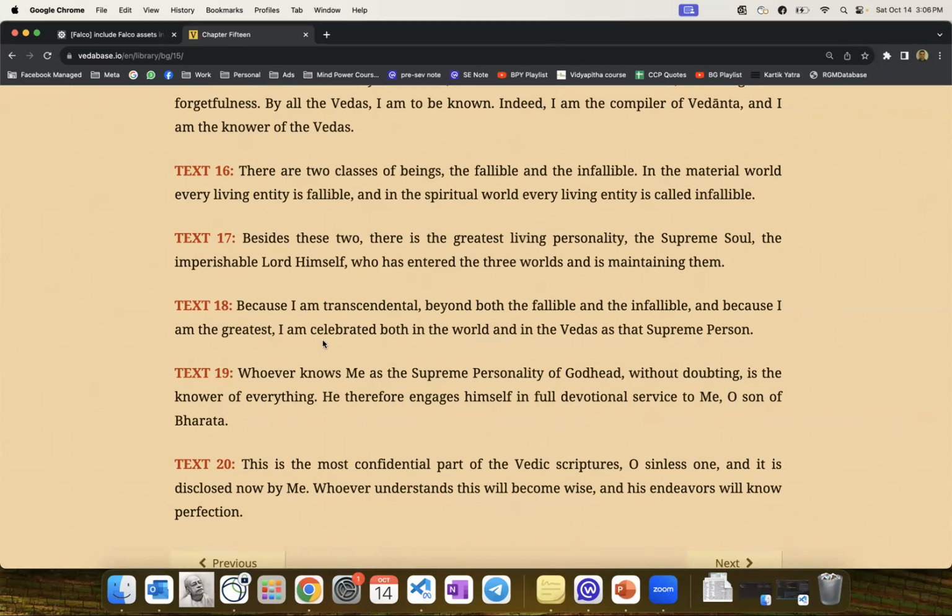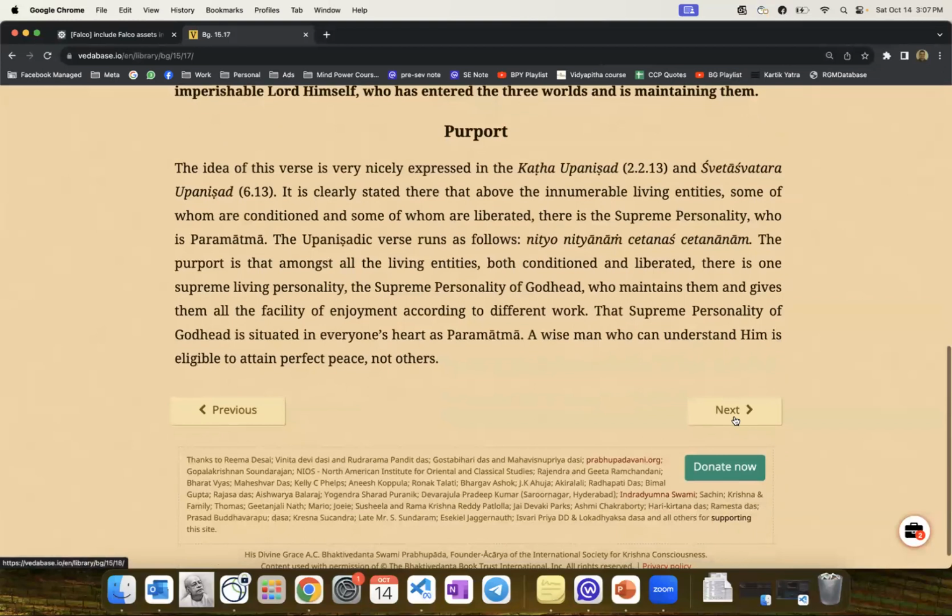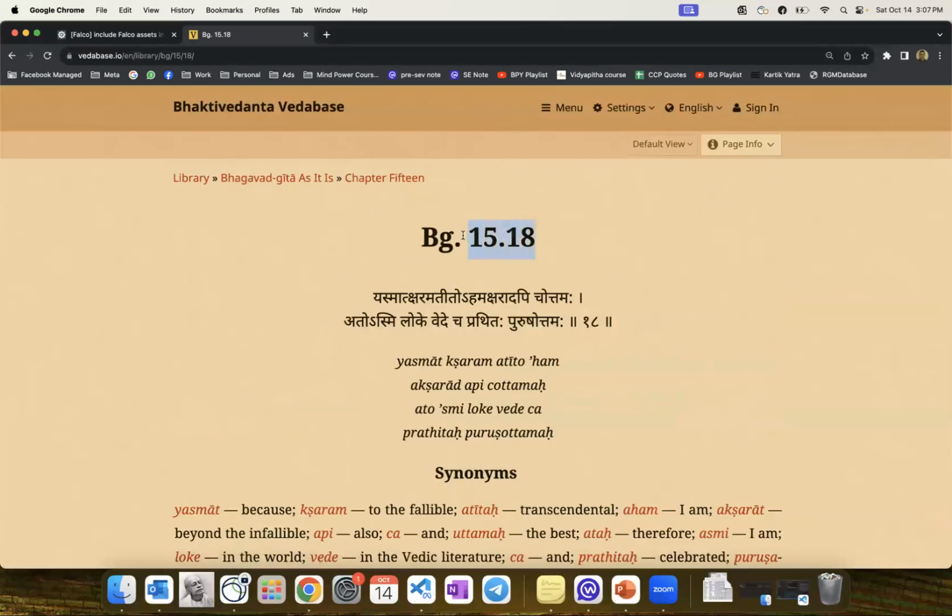Wonderful. So Krishna is saying, Uttamah Purushastvanyah Paramatmetyudaharitah. Besides the conditioned souls and the liberated souls. In verse 16, Krishna spoke about two types of souls: those in the material world, in English we can say conditioned souls, and those in the spiritual realm, the liberated souls. But Krishna is saying, above and beyond them, there is another supreme soul, Paramatma. And then in the next verse, Krishna says, I am that Paramatma.